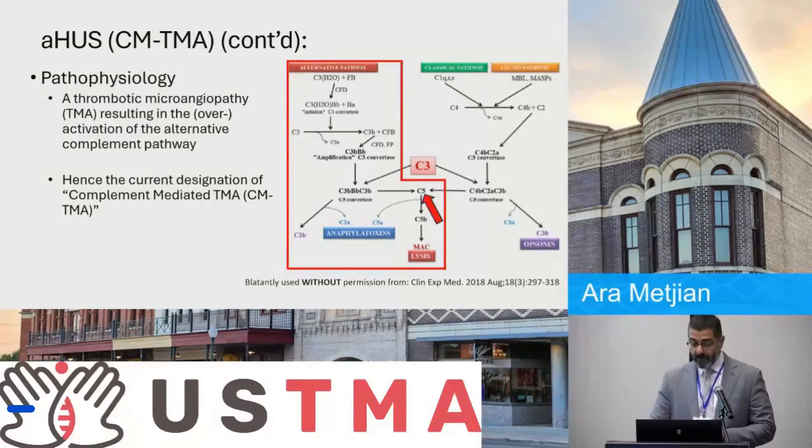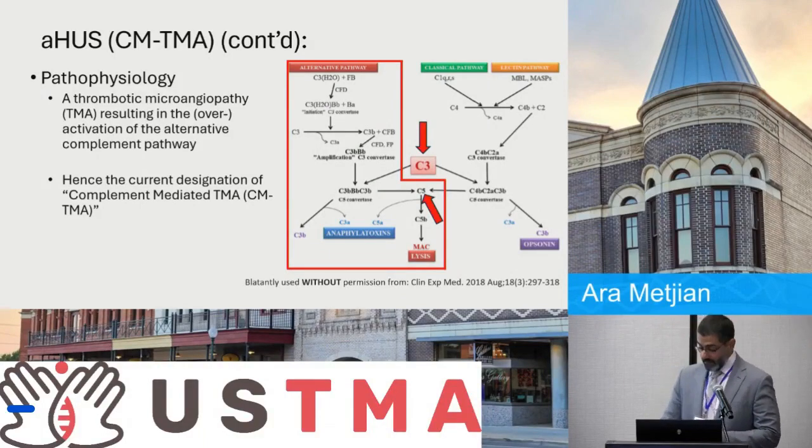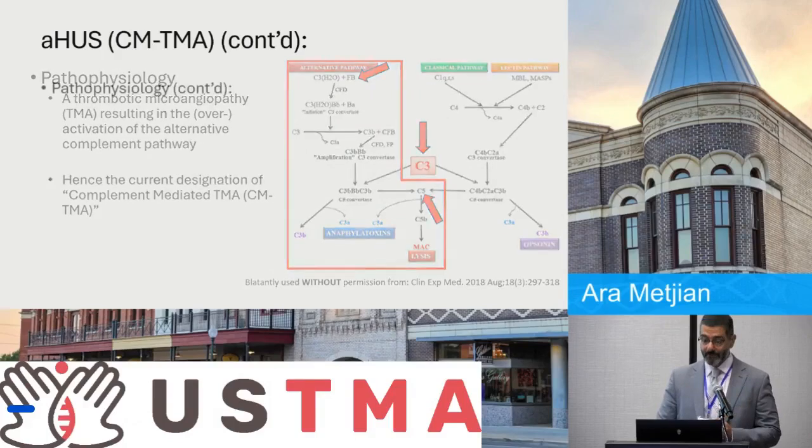And the main factors are this thing, C5. This is what medications like eculizumab or ravulizumab are affecting, and we'll talk more about these medications. Or C3, something called pegcetacoplan. And the newer medications that are coming out that are affecting factor B, like iptacopan. So these are different areas that we can try to control, to put the brakes back on this system.